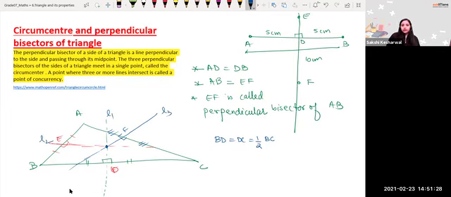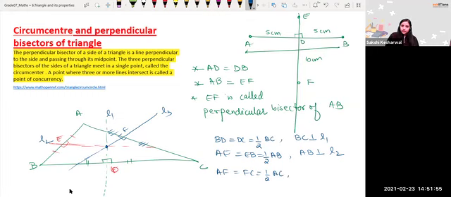So can I say that BC is perpendicular to line L1? Similarly, AE is equal to EB, which is equal to 1 by 2 of AB, and AB is perpendicular to line L2. Basically, line L2 is the perpendicular bisector of AB. Now, similarly, can I say that AF is equal to FC, which is equal to 1 by 2 of AC.